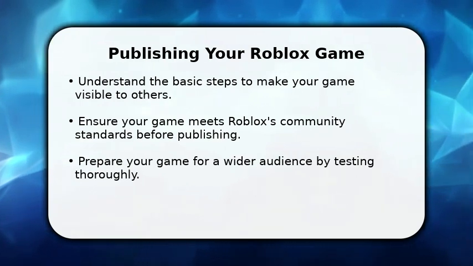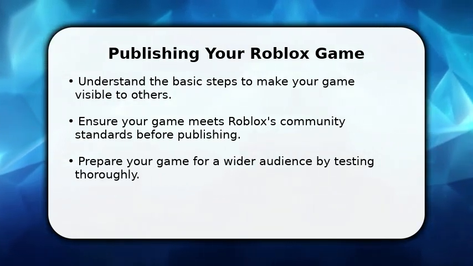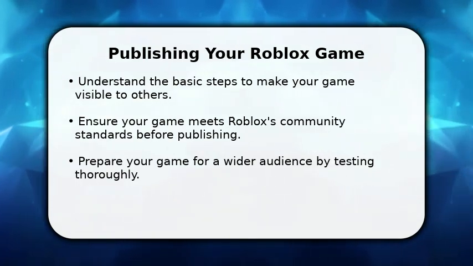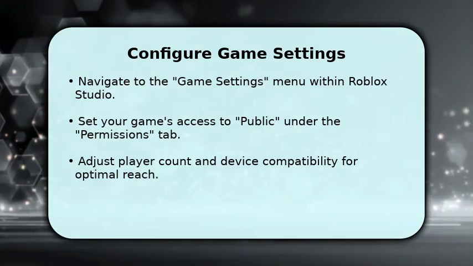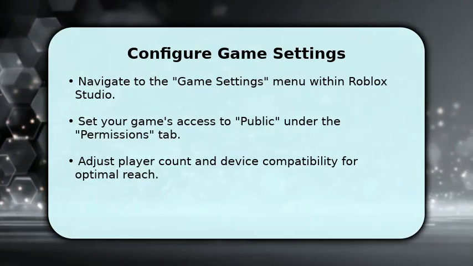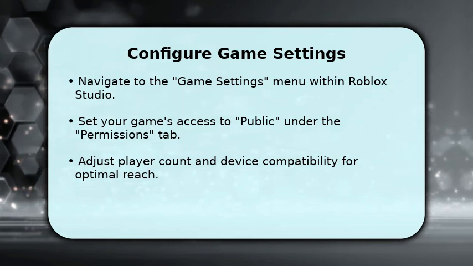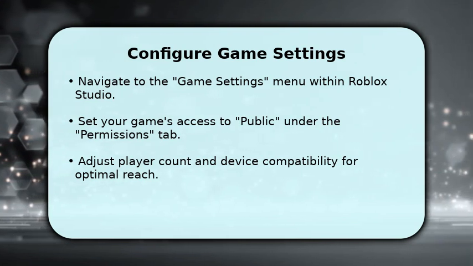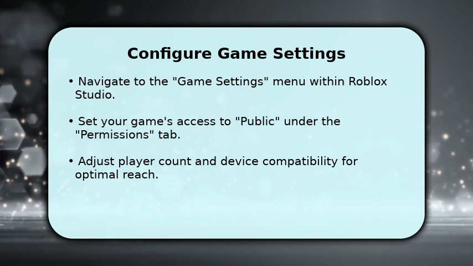Making your game public is a straightforward process, but it requires a few key steps to ensure a smooth launch for everyone. Once in Game Settings, locate the Permissions tab. Here, you will find the option to change your game's access from private to public. This crucial step makes your game discoverable by the entire Roblox community.